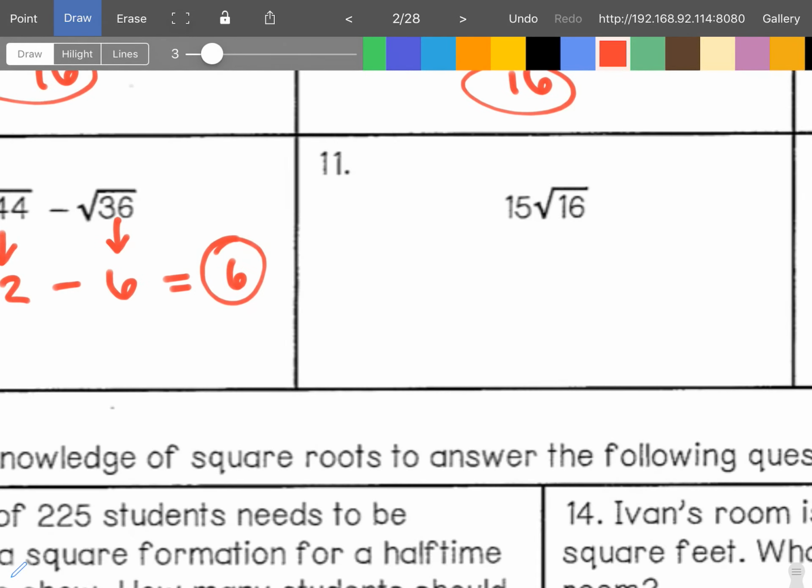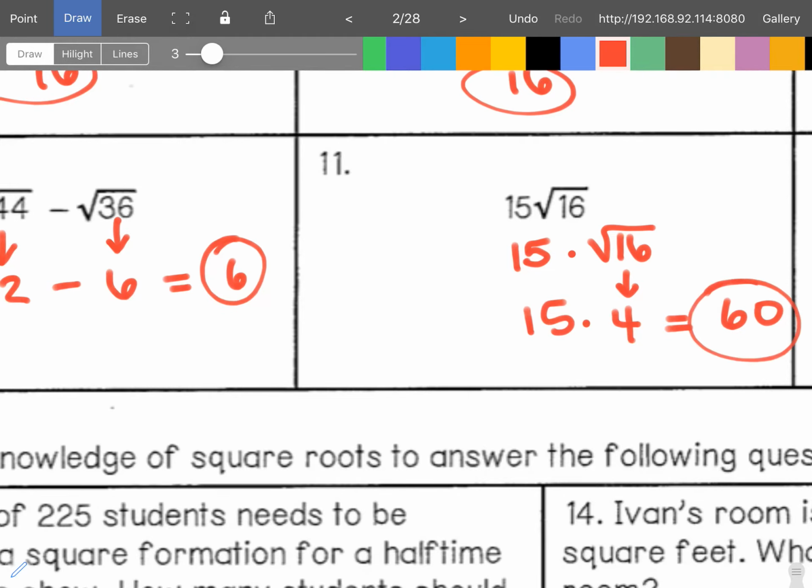Number 11. Remember when you have a number right beside a radical like this, 15 square root of 16 means 15 times the square root of 16. If you have to write it out like that, you can. Well, the square root of 16, you should know what times itself is 16. That would be 4. So 15 times 4 is what you need to calculate. And the answer would be 60.